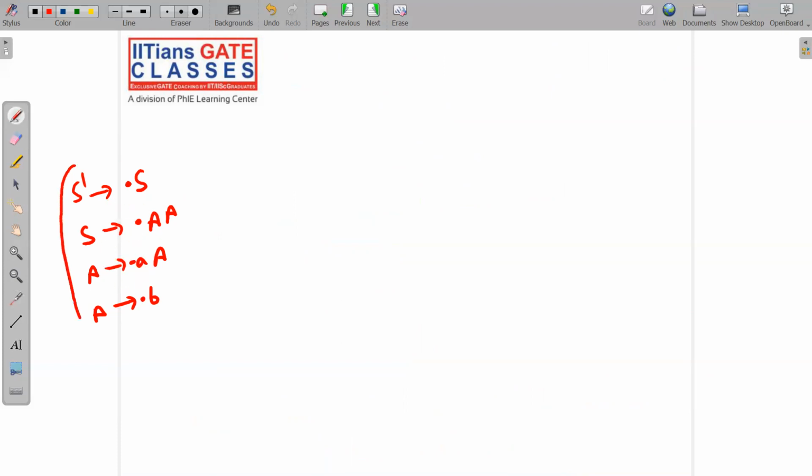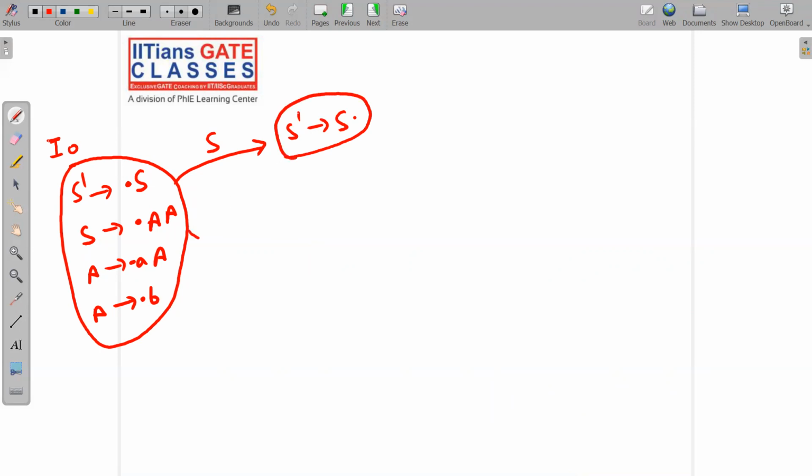So this is your canonical collection of LR0 items, and let us suppose I label this state as I0. So you can think of it as state number 0. Now, what are the possibilities? I can read capital S, capital A, small a, and small b. First I will read capital S: S dash implies S dot.